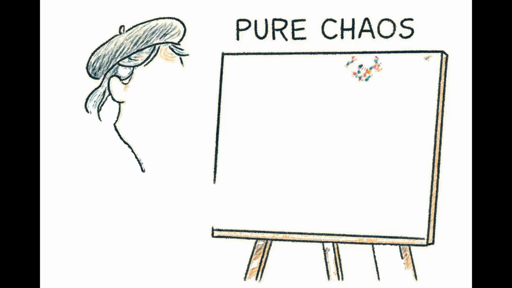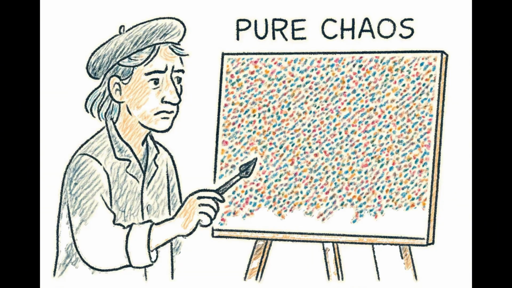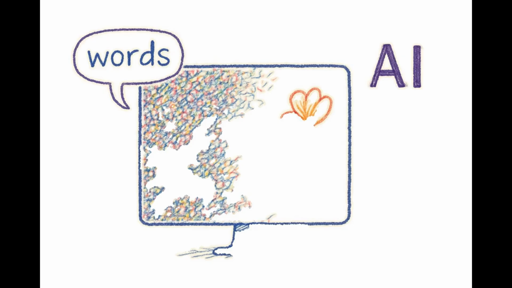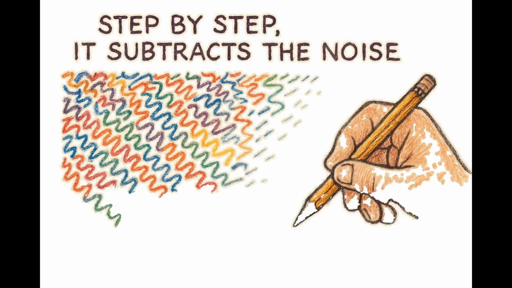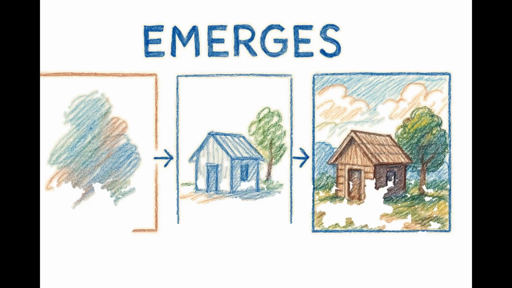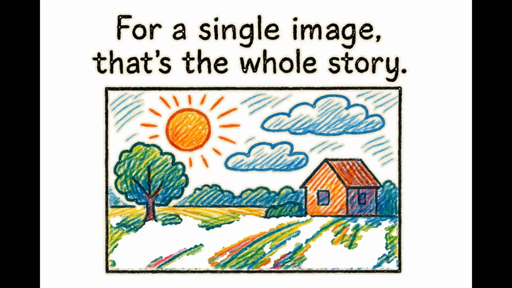Imagine an artist starting with a canvas of pure chaos, a screen full of random static, like an old TV with no signal. Then, guided by your words, the AI begins to reverse that chaos. Step by step, it subtracts the noise, a blurry shape emerges, then a clearer object, until finally a polished, high-definition scene appears. For a single image, that's the whole story.